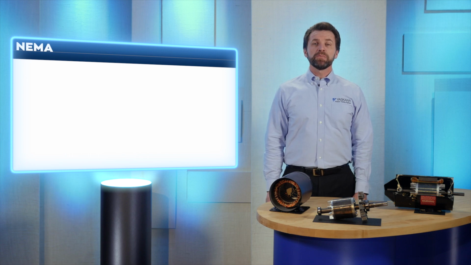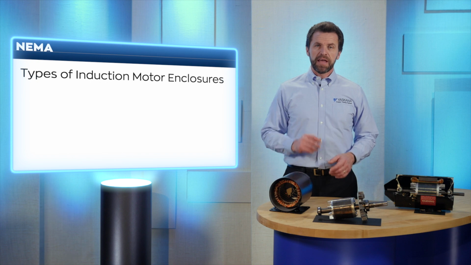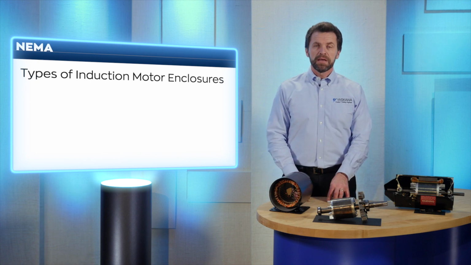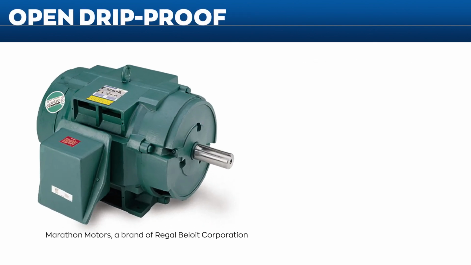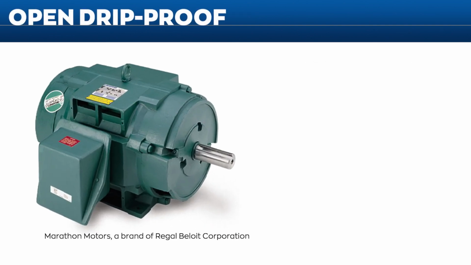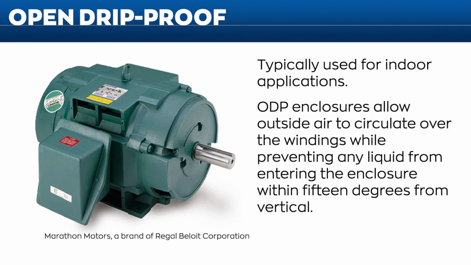Standards have been established by NEMA for the types of induction motor enclosures. The standards are based on the motor's use and are designated on the nameplate as ENCL. An open drip-proof or ODP enclosure is typically used for indoor applications. The open drip-proof enclosure allows outside air to circulate over the windings while preventing any liquid from entering the enclosure within 15 degrees from vertical.